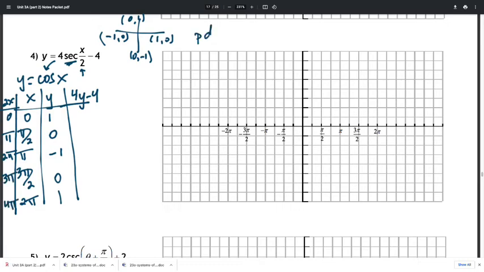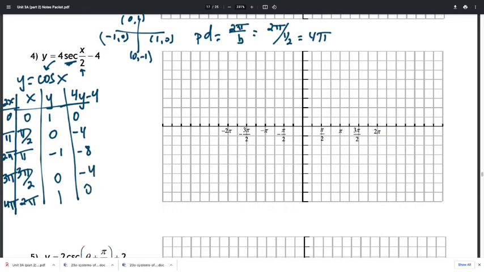So your period for the secant is 2 pi divided by b. We're going to do 2 pi divided by 1/2, which is the same thing as 4 pi. So that will be our period, 4 pi units. So this gives me 4 minus 4 is 0. 0 minus 4 is a negative 4. Negative 4 minus 4 is a negative 8. 0 minus 4 is negative 4, and 4 minus 4 is 0 again.